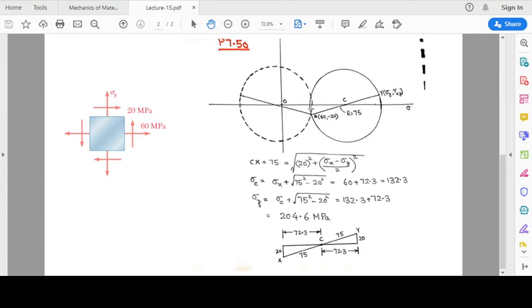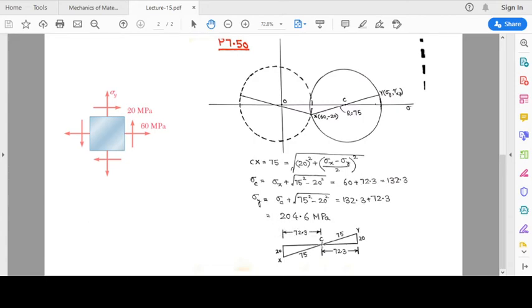Now we have to draw a line for which the radius is going to be equal to 75. For that we can just look at this triangle. This height is going to be 20 for point x, and this radius is going to be 75. So we can determine this distance. This comes out to be square root of 75 squared minus 20 squared, which is 72.3. So this distance is 72.3.